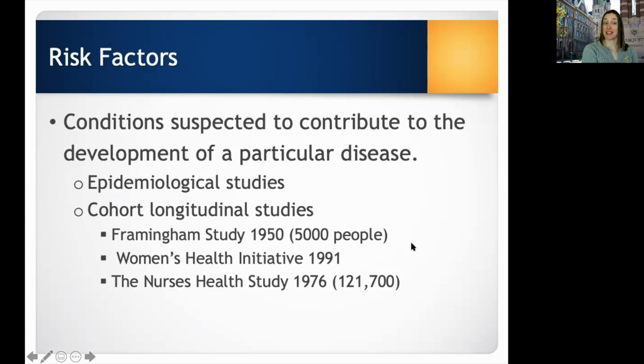This is important in epidemiological studies and cohort longitudinal studies, such as the Framingham study that was started in 1950, and it looked at over 5,000 people and what led to disease development in these individuals. They monitored their lifestyle and the risk factors that led to the development of diseases. It's also been used in longitudinal studies with the Women's Health Initiative in 1991, and the Nurses' Health Study started in 1976.